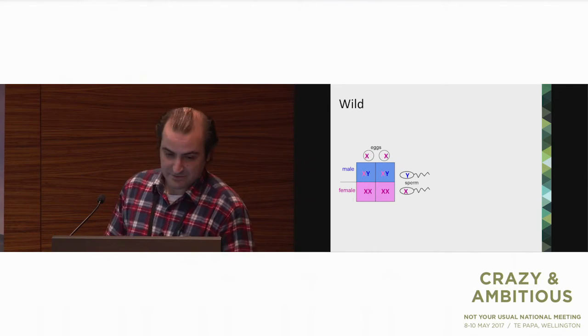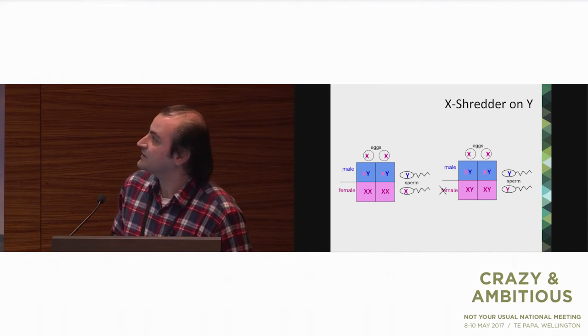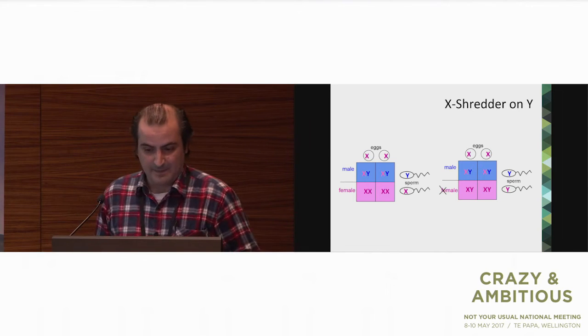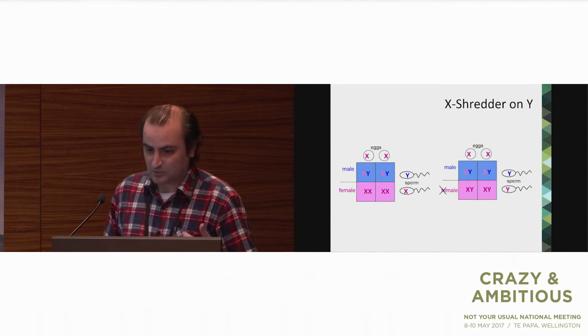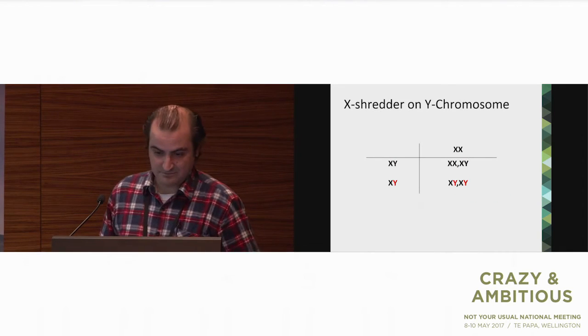So this is what happens in the wild in a normal situation. And with X-Shredder, you see the sperm in both cases contributes Y, so the population becomes filled with male offspring. And this is, again, on the table.